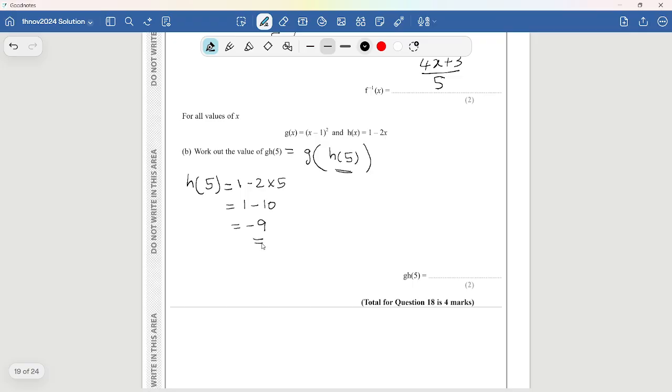Now this output should be taken as an input to the function g. So g will have an input of negative 9 now. So replace x for the function g with negative 9. This will be (negative 9 minus 1) whole raised to 2. So negative 9 minus 1 makes it negative 10, to the power 2. This is as good as saying negative 10 times negative 10. So negative 10 times negative 10 is positive 100.